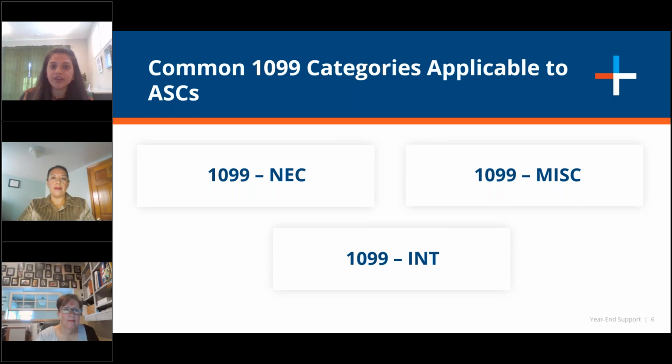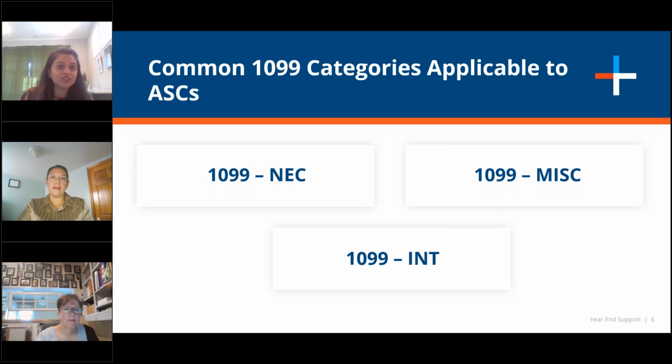A lot of items are included in 1099 miscellaneous, but the three main items that we see ASCs file are the following. The first one would be rents, which we report in box 1. The second one is the medical and healthcare payments. So any payments made over $600 to a provider of medical and healthcare services. Anesthesia providers would be one example.